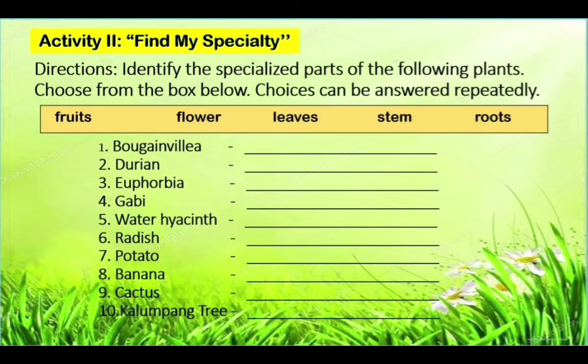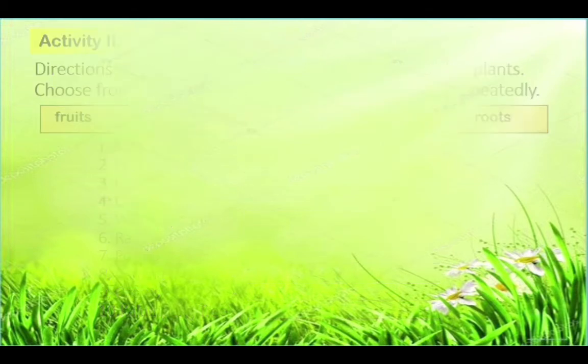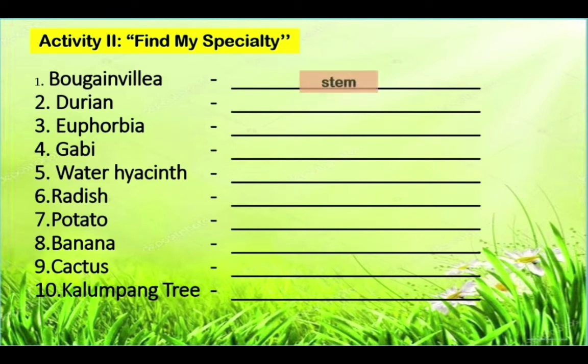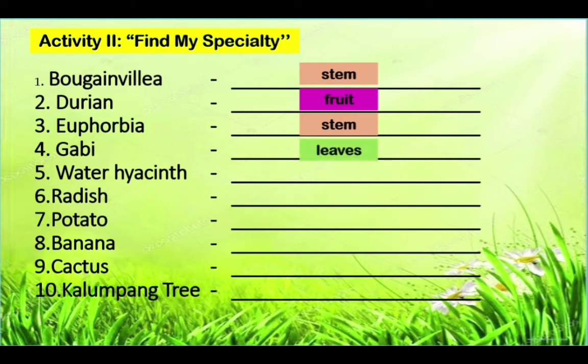Okay, time is up. For bougainvillea, number 1, the specialized part is its stem. Number 2, the specialized part is its fruit. Number 3, the euphorbia, its specialized part is stem. Got it correct. Number 4, we have gabi. The specialized part is leaves. Got it correct.